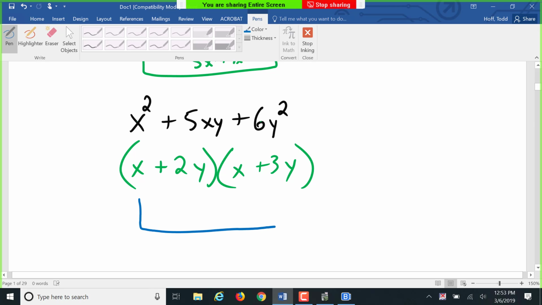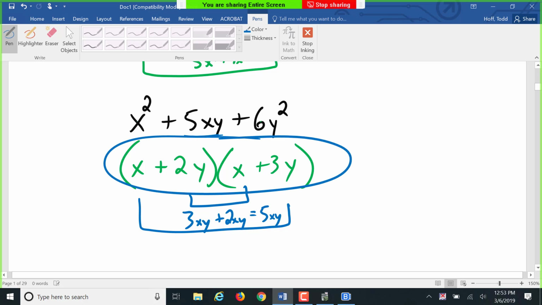On the outside, x times 3y is 3xy. On the inside, 2y times x, 2xy, which adds up to 5xy, which is what we want. So that is x plus 2y times x plus 3y.